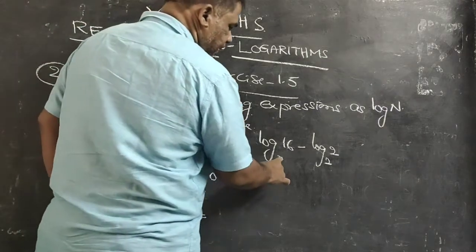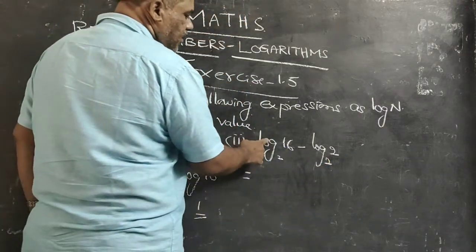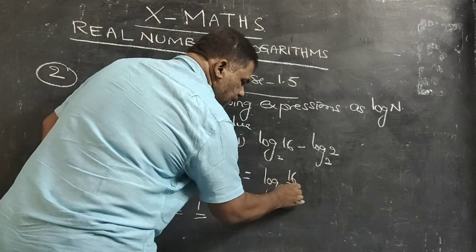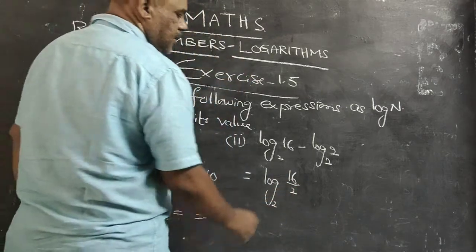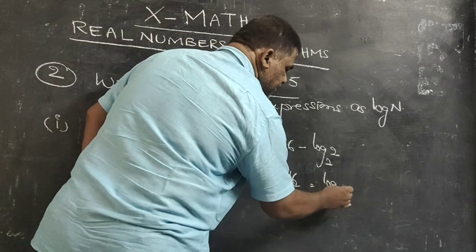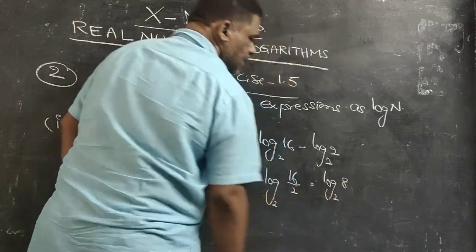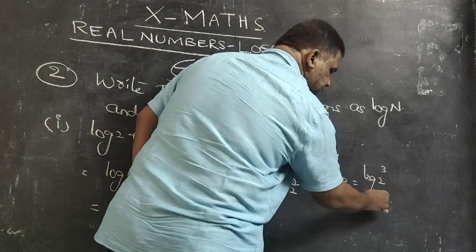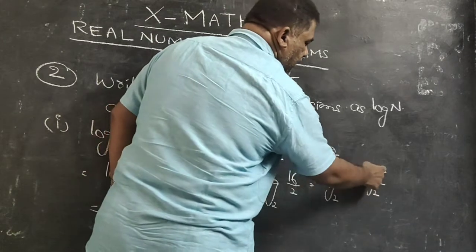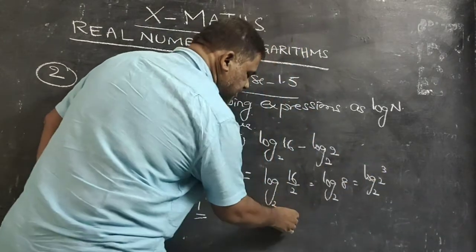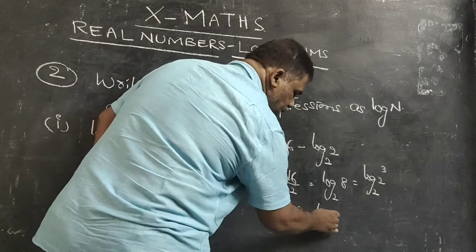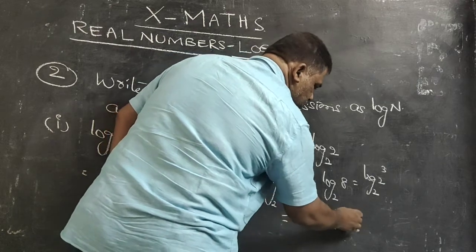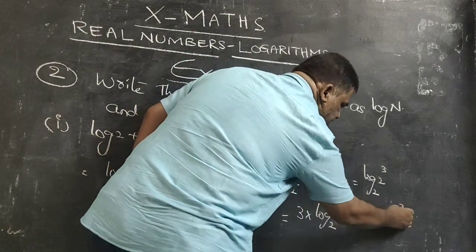Now here base is same. Now this is in the form of log a minus log b. Log a minus log b is log a by b, base is 2. That is log 16 by 2, which is 8. This 8 can be written as 2 cube, base is 2. Now log a to the power m, if the number has power, it comes as coefficient. So it will become 3 into log 2 base 2. Logarithm of a number with itself as the base, log 2 base 2 is 1. So 3 into 1, answer is 3.